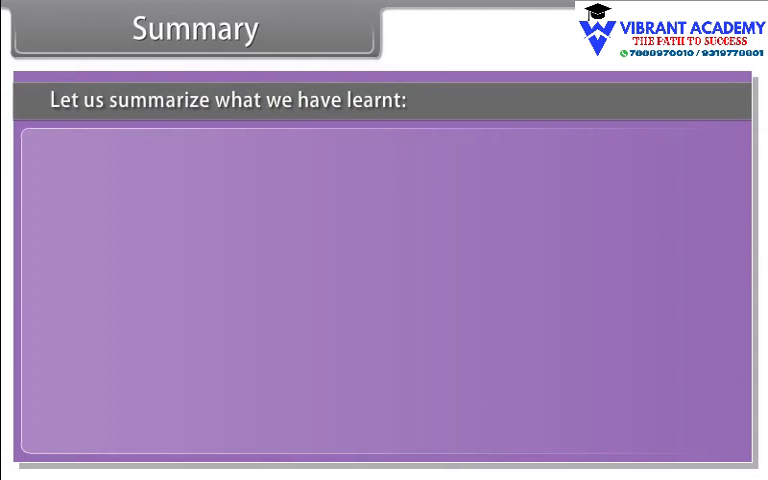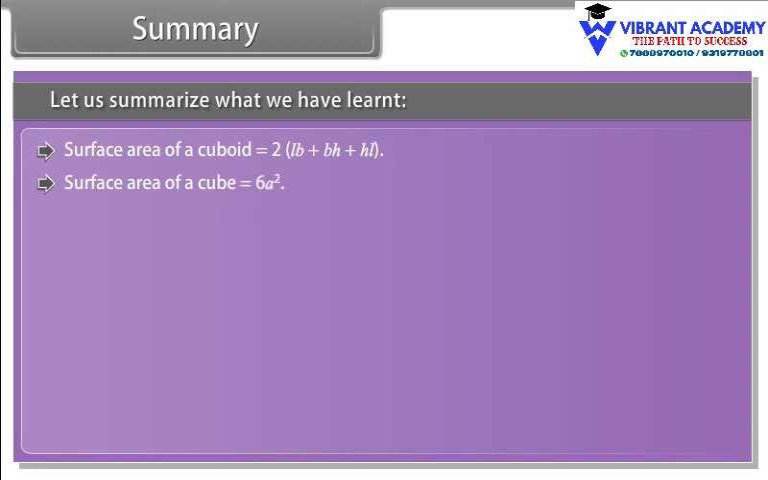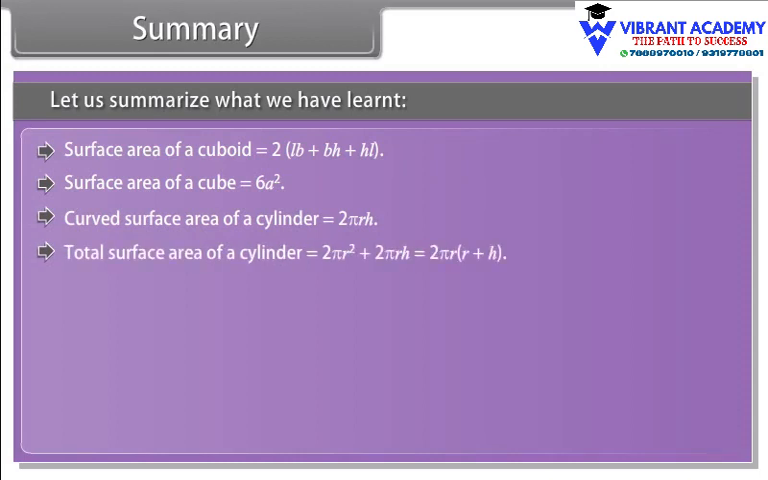Example: a spherical ball has a surface area of 2464 centimeters square. Find the radius of the ball, correct to two decimal places, using pi as 3.142. Solution: we know that the surface area of a sphere is equal to 4πr². In order to find r, we need to isolate it from the equation above. Therefore, r² is equal to surface area upon 4π.